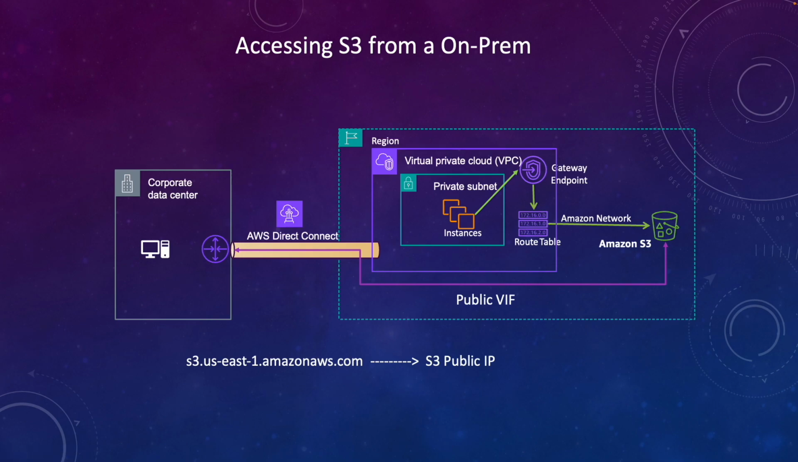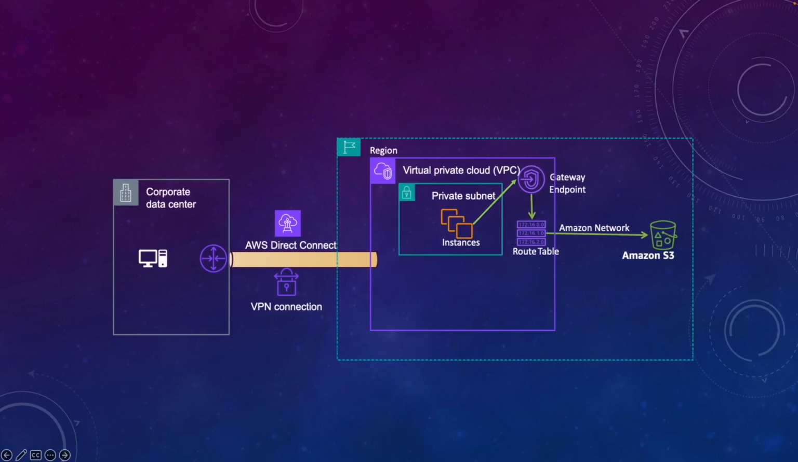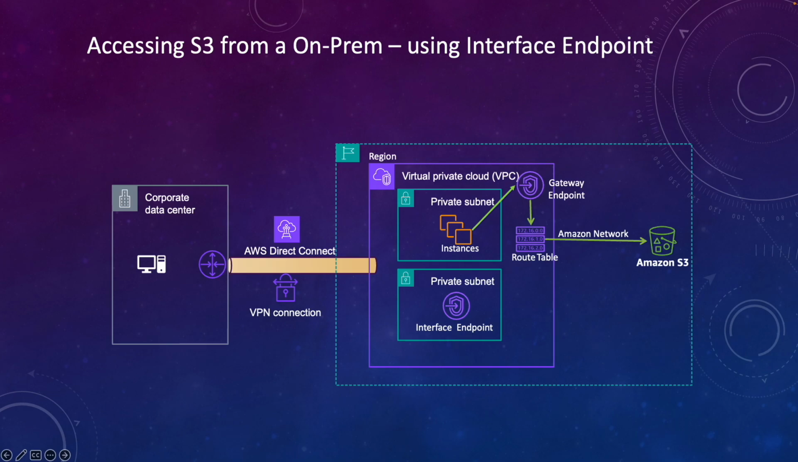But in certain scenarios, corporate data centers are either not connected via Direct Connect. They are either using a VPN connection or their security team does not allow them to use these public IP addresses to connect to AWS resources. They have a strict requirement that you should be using only private IP addresses. So to solve that problem, we can use an interface endpoint.